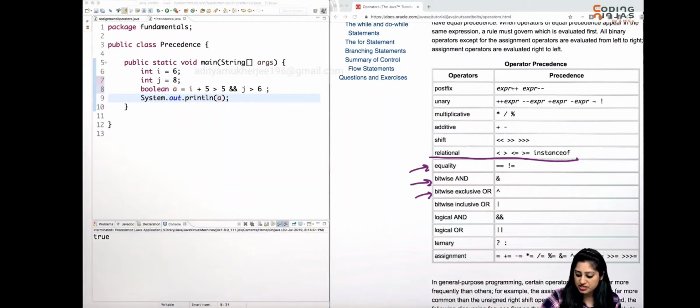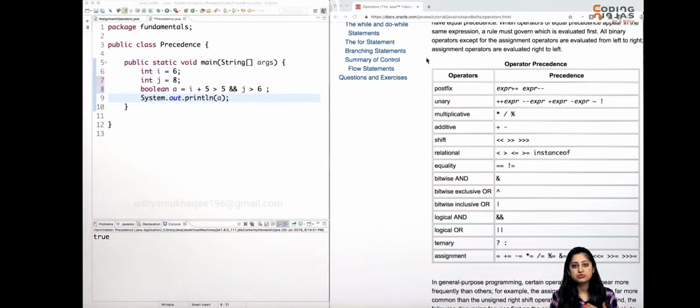So this is the precedence table. You don't really have to memorize it at first, but yes, just go through it 2-3 times, and then you will get clarity on exactly which operator is going to be evaluated first.